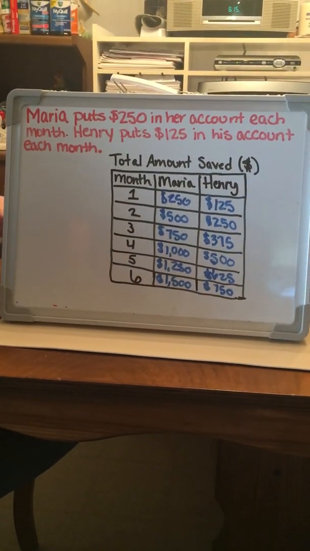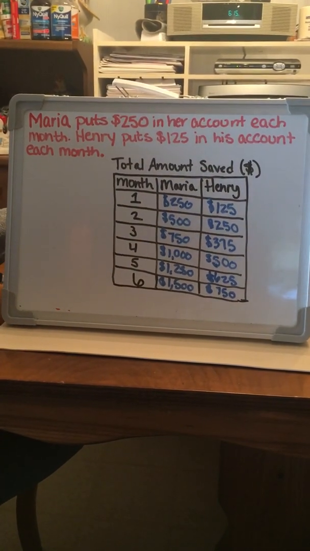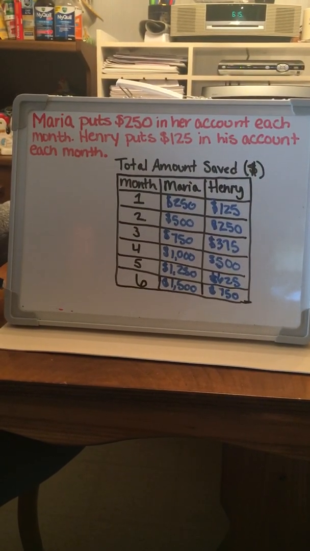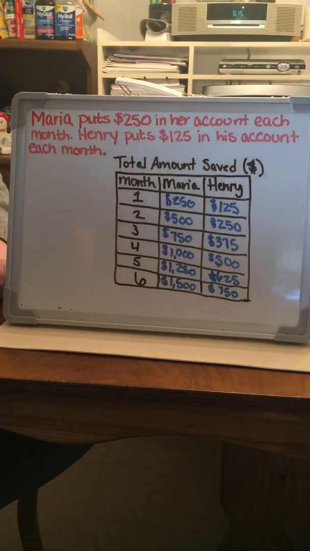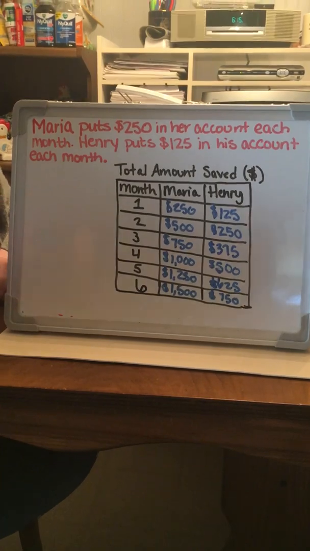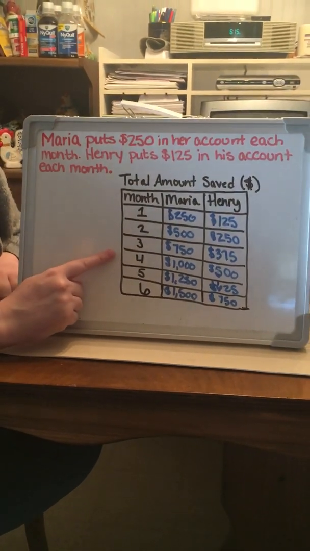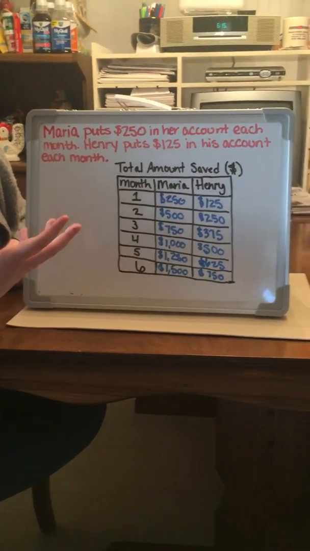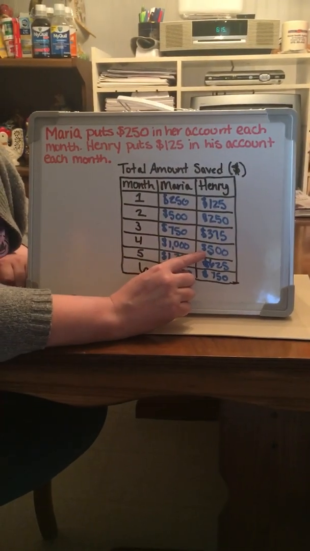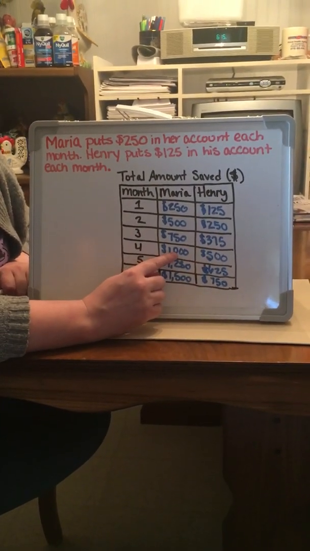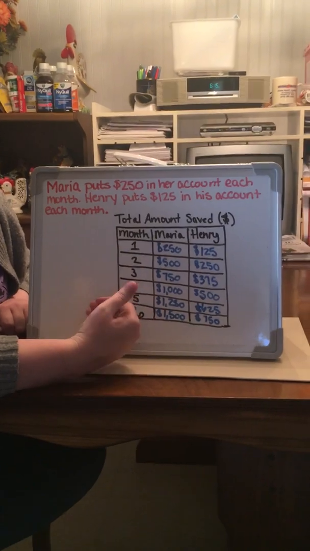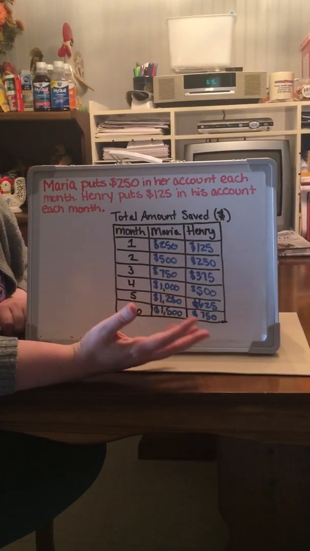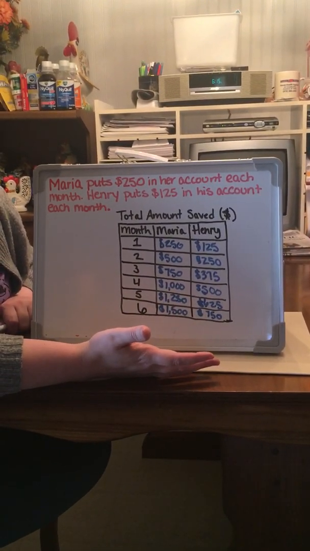So the question that we want to answer here is, what relationship do you notice between the total amount Maria has saved after each month and the total amount that Henry has saved after each month? Well, I'm going to look at month 4 because I can work with those numbers easily. They have zeros in them. I noticed that Henry has saved 500 while Maria has saved 1,000. What's the relationship between 500 and 1,000? Well, 500 is half of 1,000.